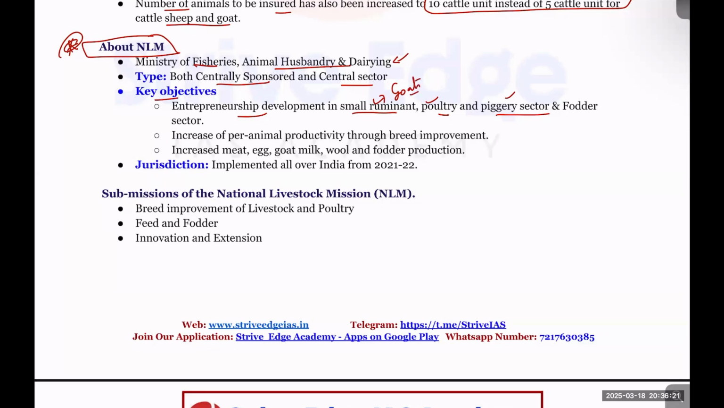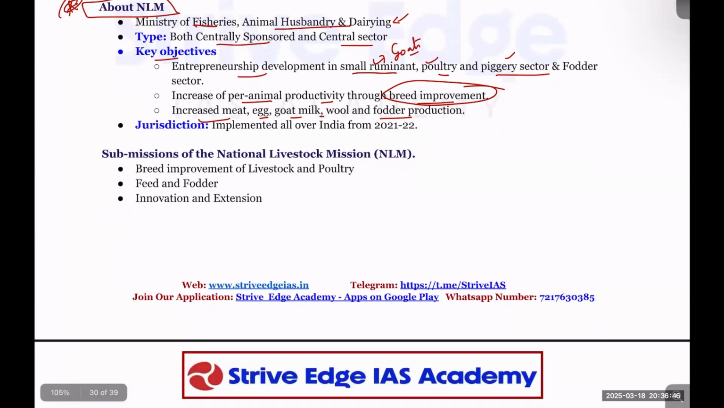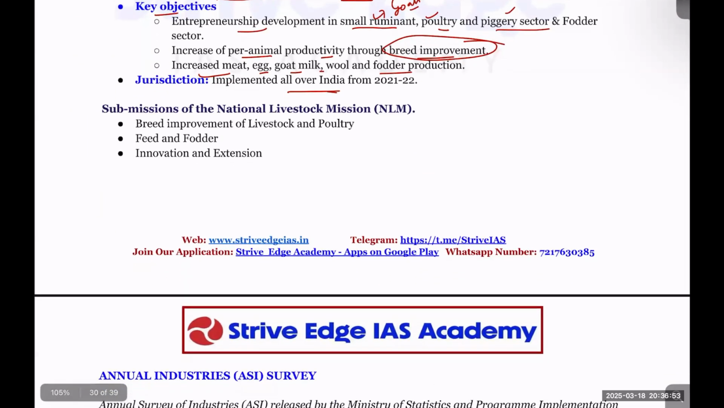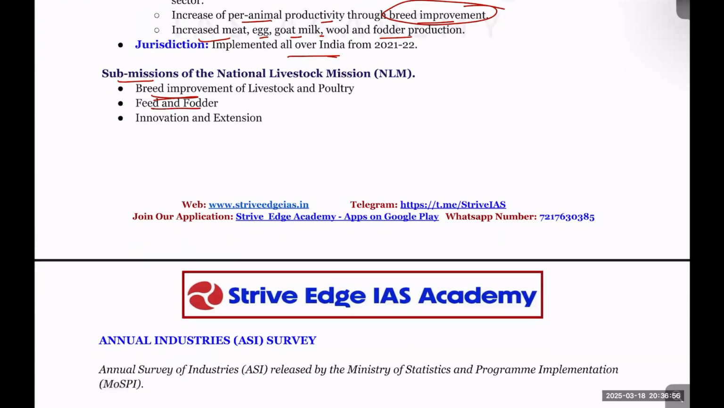Okay, so in this sector, its objective is to increase the production or livestock management. Okay, increase of per animal productivity through breed improvement. So breed improvement will be done so as to increase the productivity of animal, increase the meat, egg, goat milk or wool or fodder production. This is all about what this National Livestock Mission wants to achieve. Okay, jurisdiction, it will be implemented all over India, right? There are some missions of this National Livestock Mission: breed improvement, feed and fodder improvement, and innovation and extension services will also be provided. So these are some of the initiatives that have been taken under this National Livestock Mission. Right.